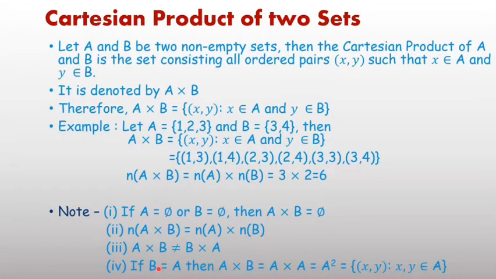And if B is equal to A, if both sets are the same, then A cross B we can write as A cross A, or also as A square. It is defined as the collection of all ordered pairs (x, y) such that both elements belong to set A.